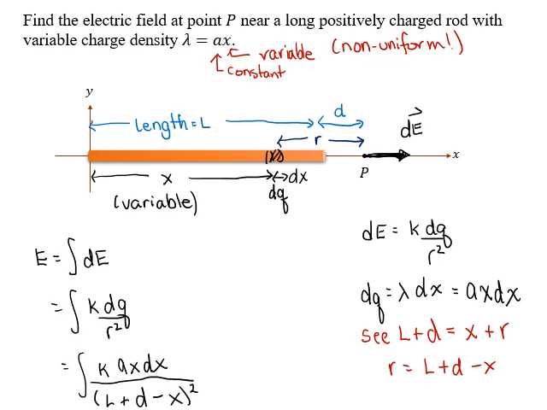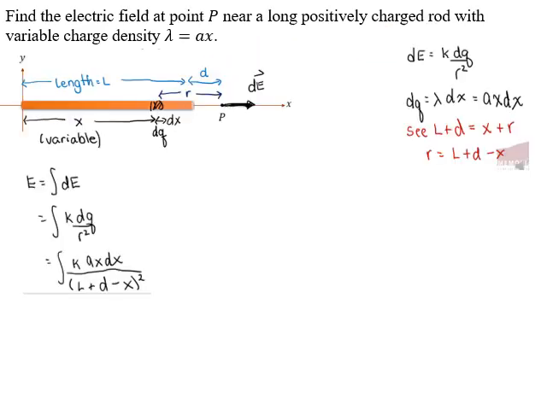Okay, this is an integral that we can deal with, and we'll get to that on the next slide. So our next step in the integral is we'll take our constants outside. E is equal to k and a. Everything else has a variable component, so it's inside the integral symbol.